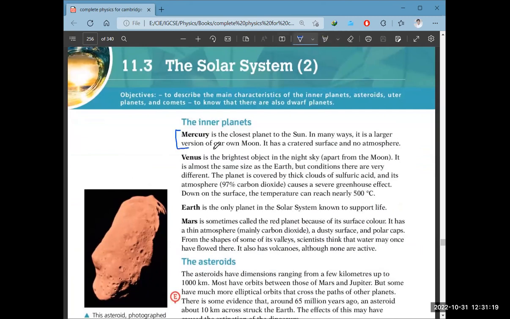Man, we start reading. Mercury is the closest planet to the sun. In many ways, it's a larger version of our own moon. It has a cratered surface and no atmosphere. All right. So now we're looking at a few inner planets, right?